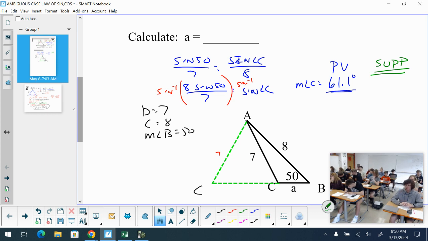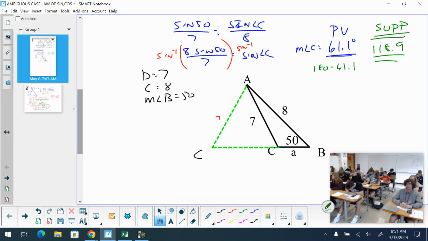So if I take a look at 61.1 degrees, what would be the supplement to 61.1 degrees? 118.9 degrees. Taking 180 minus 61.1, I get my 118.9. So the measure of angle C down here, we can also say is 118.9. So if I have 50 here, 118.9, how much does that leave for angle A? Tristan, how much does it leave for angle A? 11.1. 11.1. Which, once again, anatomically, that looks correct.